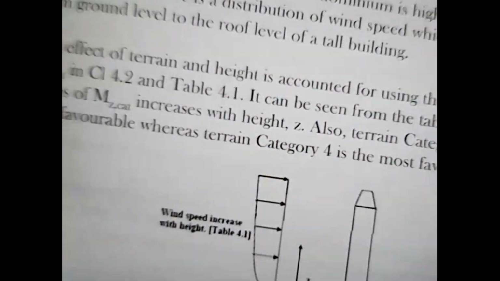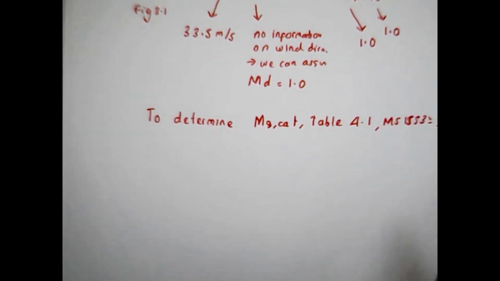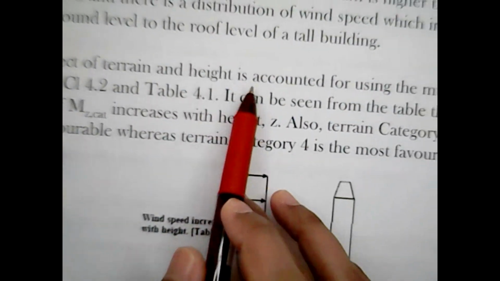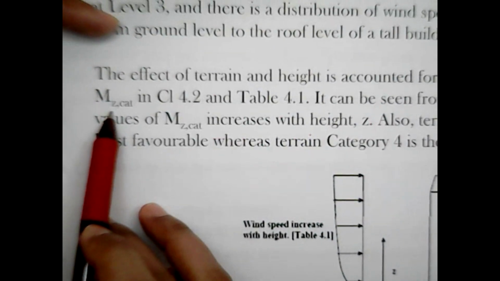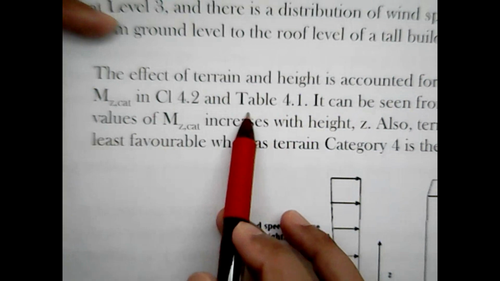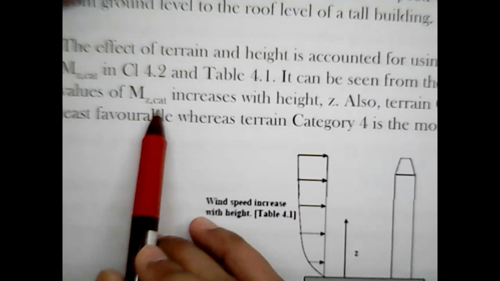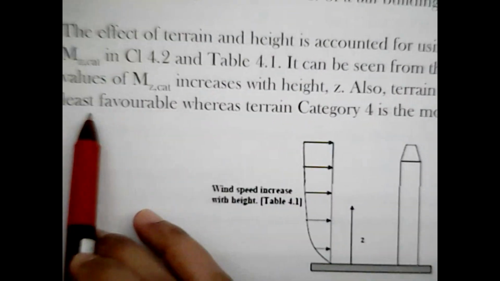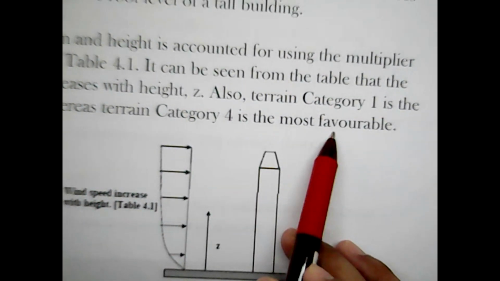So the effect of terrain, the one that we want to find now, is the MZ-CAT. The effect of terrain and height is accounted for using the multiplier MZ-CAT, where you can see in clause 4.2 and table 4.1 that MZ-CAT increases with height. Also, terrain category 1 is the least favorable, whereas category 4 is the most favorable.